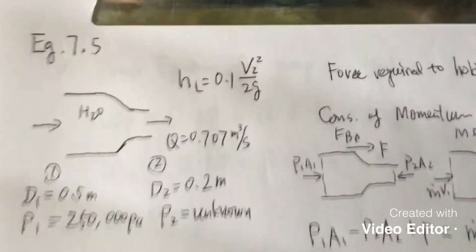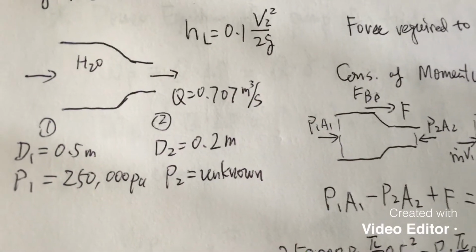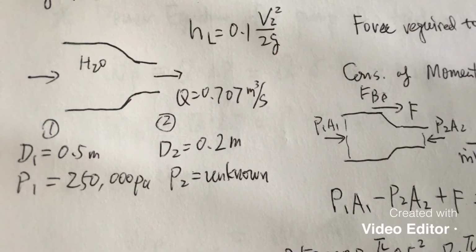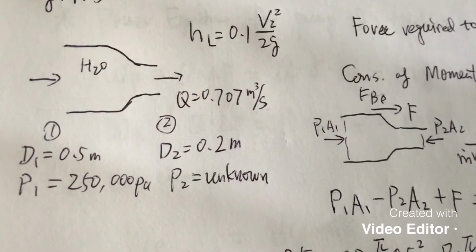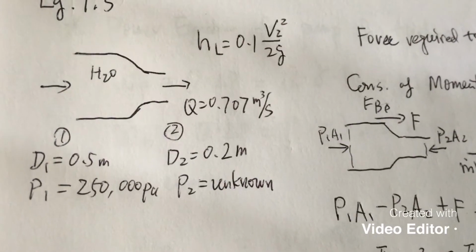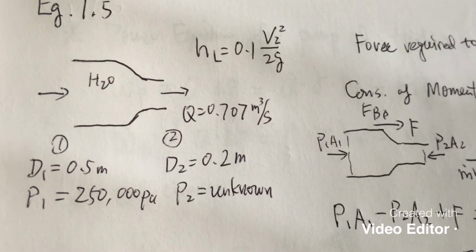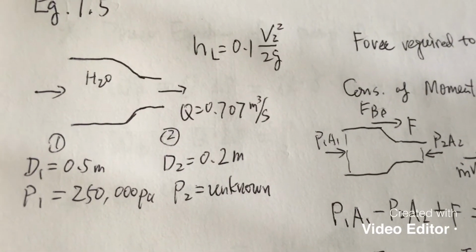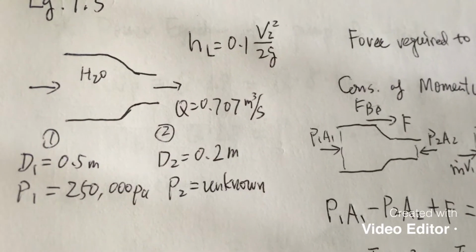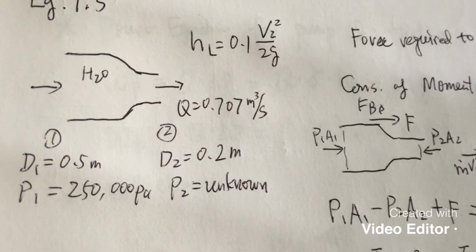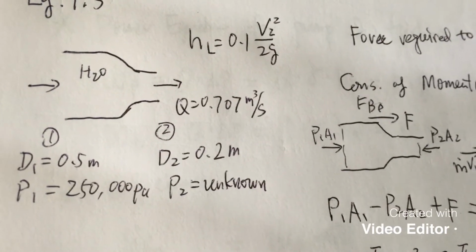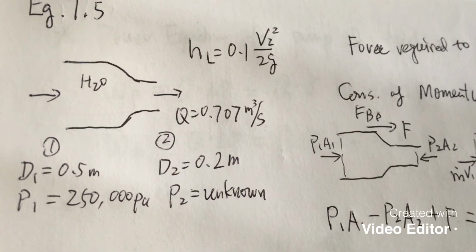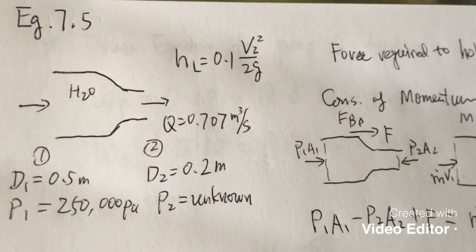The nozzle, the diameter at the inlet is 0.5 meter and the diameter at the outlet is 0.2, right? It's a contraction. Okay, the flow rate is still given, 0.707 cubic meter per second. The pressure at the inlet is 250,000 Pascal, but at the outlet, P2 is unknown. Okay, we don't know. We probably need to figure it out.